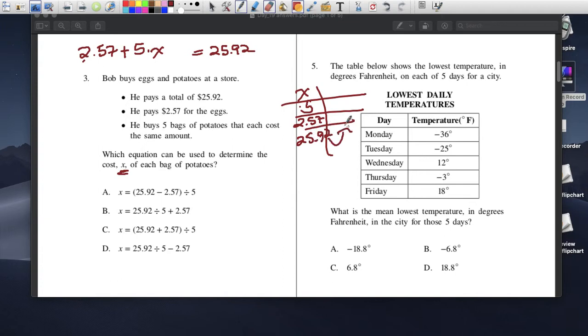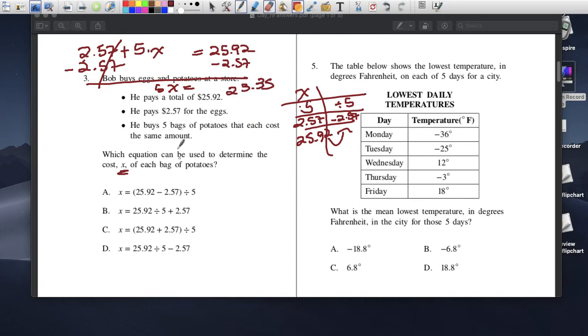Even using the inverse operation, we're going to do minus 2.57 and then divided by 5. So we've got to look for something that says minus 2.57 and divided by 5. So if I were to do this, I would do minus 2.57, minus 2.57 on the other side. These would cross out. I would have 5x left over, and 25.92 minus 2.57 equals 23.35. So I'm just working this out so you can see what the process is.